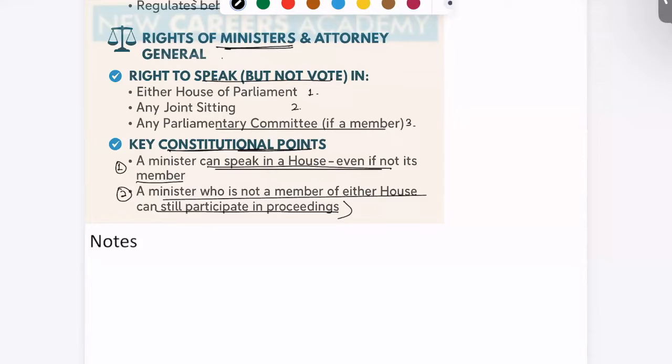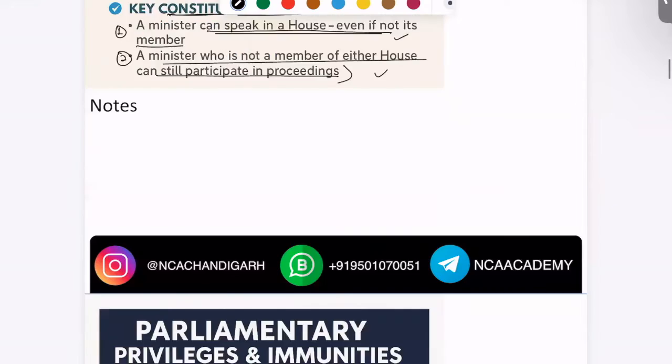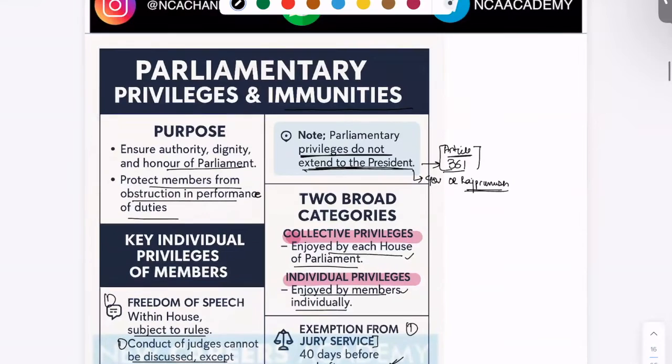So as a minister, I can speak in both the houses, but I only vote in the house as a member. Is it clear? A minister can speak in a house even if he is not a member. A minister who is not a member of either house can still participate in the proceedings. If I'm not a member of Lok Sabha or Rajya Sabha, I can still become a minister. But for how much time do I need to become a member?